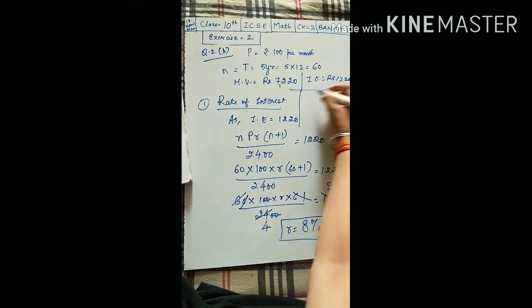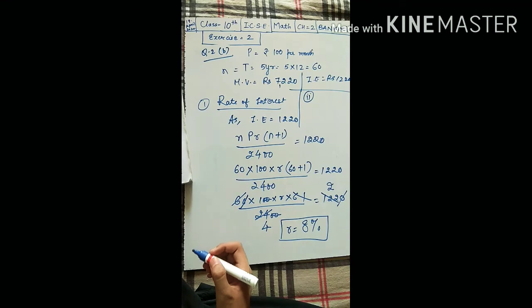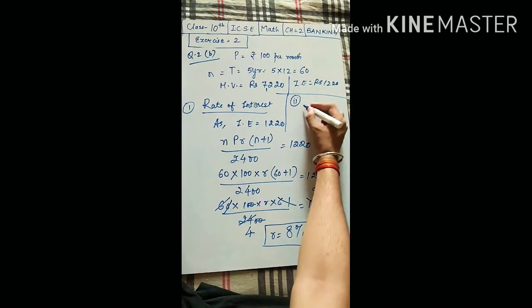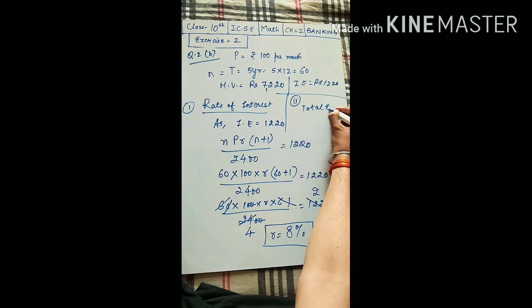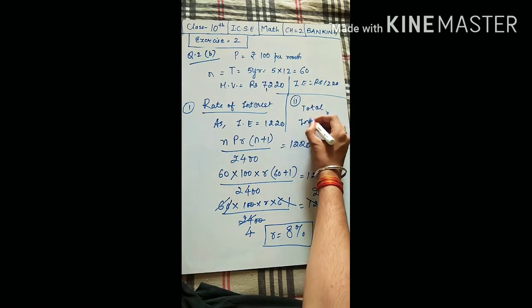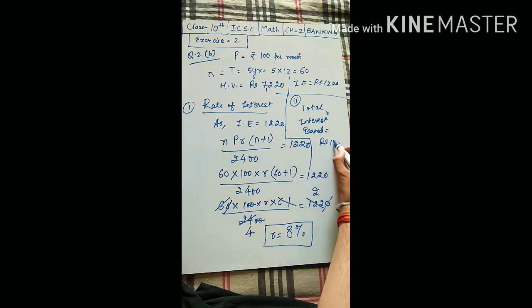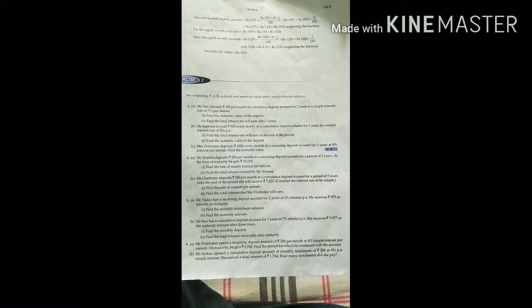Then the second question, total interest earned, we have already calculated, that is 1220. So total interest earned is rupees 1220. That's it. Okay, let us head to the next question. After doing the second, we are going to do the third, and in the third two subparts are given, A and B, same as the second question.